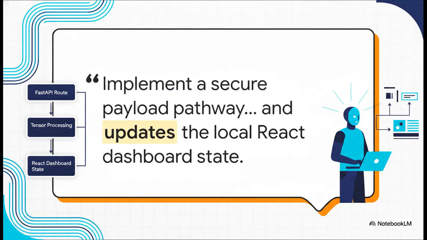So, what does this actually look like when you sit down to work? Instead of writing out data pathways line by painstaking line, you define a unified data contract. You literally just pass a high-level logical prompt to the agent composer. You can tell it, implement a secure payload pathway that ingests raw imagery on a FastAPI route, processes the tensor array, and updates the local React dashboard state. You're dictating the system architecture, and the agent takes care of the execution.